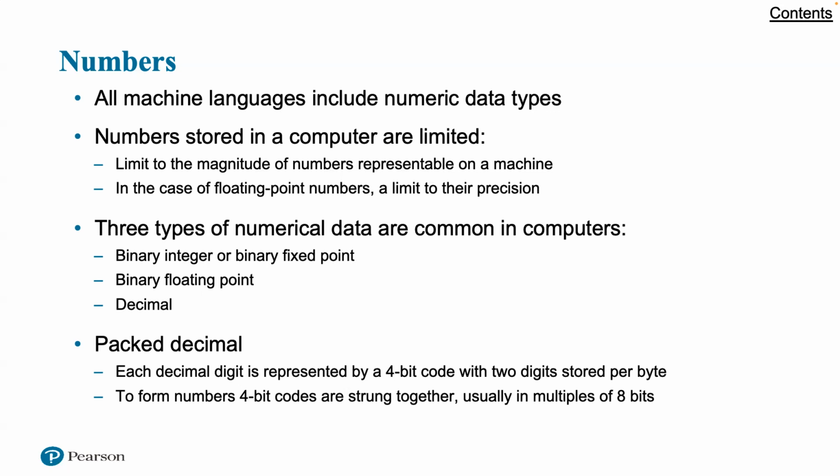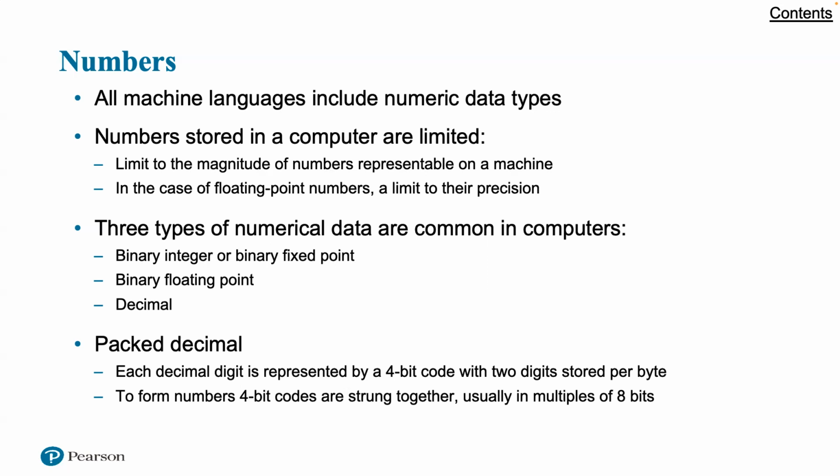The most common representation for this purpose is packed decimal. With packed decimal, each decimal digit is represented by a 4-bit code in the obvious way, with 2 digits stored per byte. Thus 0 is 0000, 1 is 0001, 8 is 1000, and 9 is 1001. So those are just a couple examples of that. Note that this is a rather inefficient code because only 10 of the 16 possible 4-bit values are used.